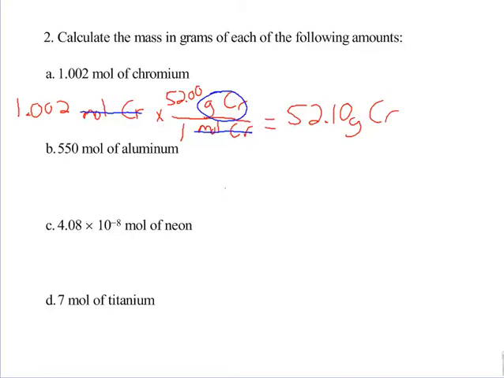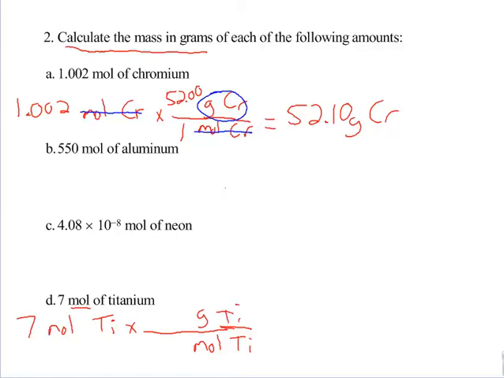Let's take a look at one more example. We'll do the last one. We'll do D down here. 7 moles of titanium, which the symbol is Ti. We set up our dimensional analysis because we're trying to go from moles to grams. Up here it says calculate the mass in grams. So before we put any numbers, let's just put the units. Moles of titanium to grams of titanium.